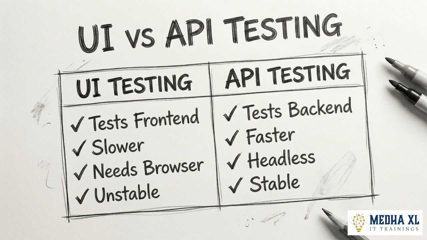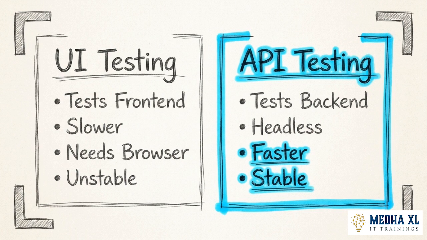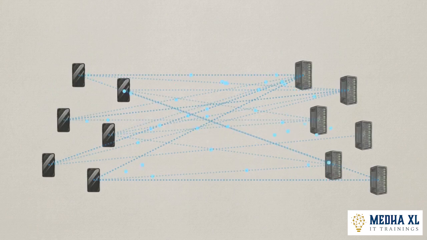This comparison matrix summarizes exactly why we test at this backend layer. Take a screenshot for your notes. It breaks down the differences in speed and stability between UI and API testing. Mastering this architecture is what makes industrial-scale automation possible.